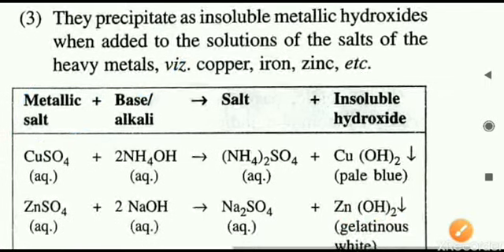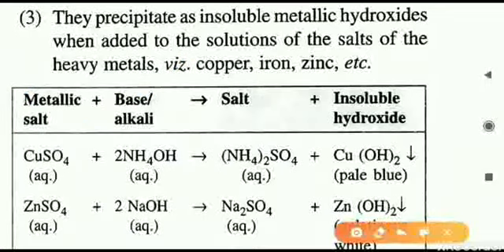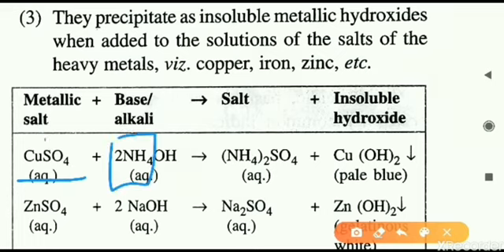Let us look at the reaction here. First one is copper sulfate. Copper sulfate is a metallic salt. Copper is a metal and its salt is copper sulfate. It reacts with this alkali, that is ammonium hydroxide. What are we getting here now? We will get ammonium sulfate, that is the salt, and the remaining thing will be what? It will be the insoluble hydroxide.